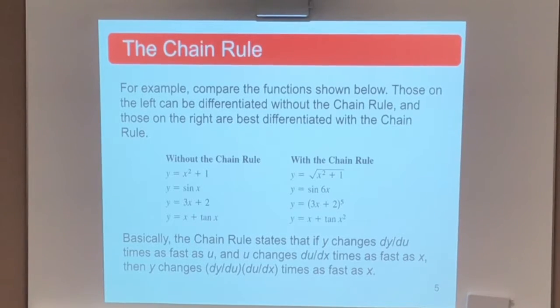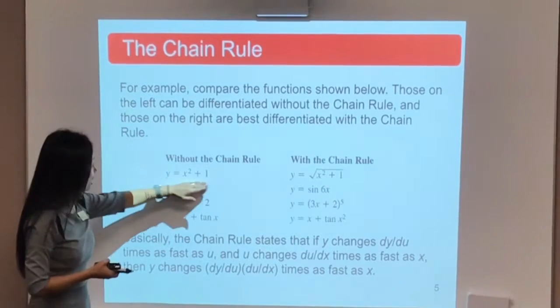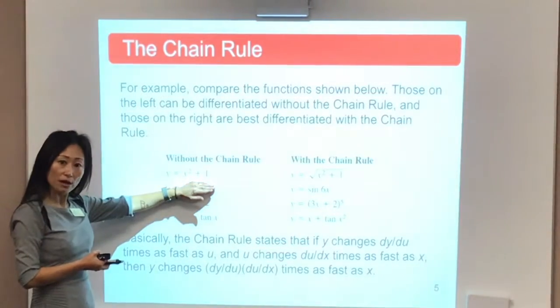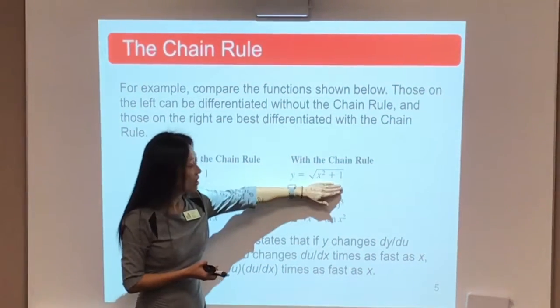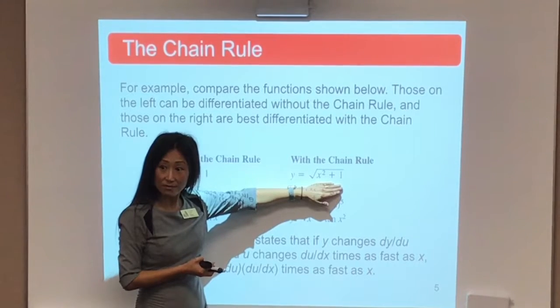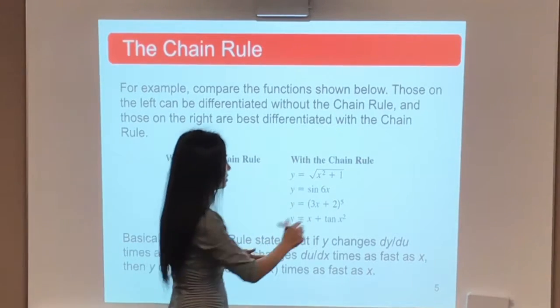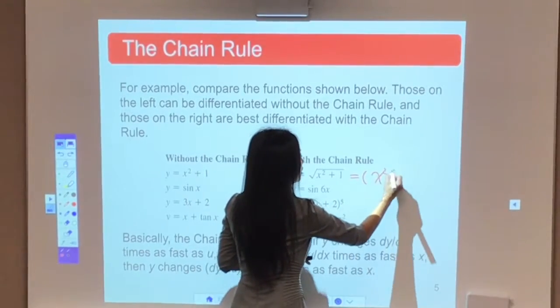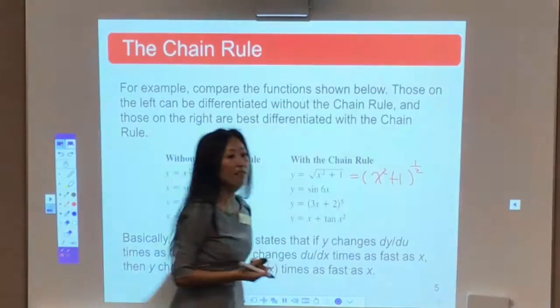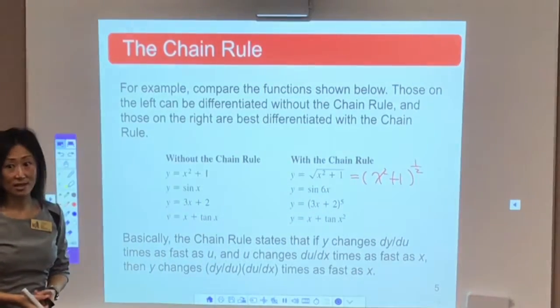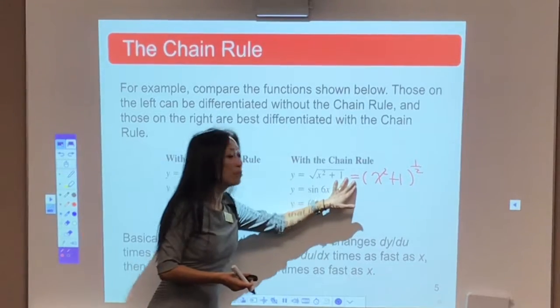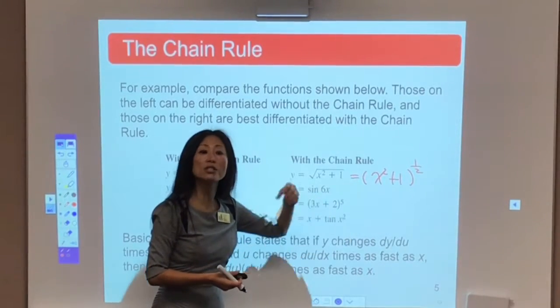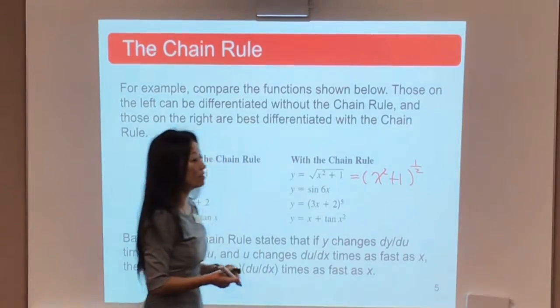So for example, compare the functions shown below. Those on the left can be differentiated without the chain rule, and those on the right are best differentiated with the chain rule. So if you have problems like this, you can just use what? Power rule and constant rule. Well, if you have this one, you don't know how to take a derivative. If you write this down as a power rule, you get x squared plus 1 to the 1/2 power, you don't know how to do this. That's why we need to learn the chain rule. The chain rule will give you how to take a derivative of this kind of function.